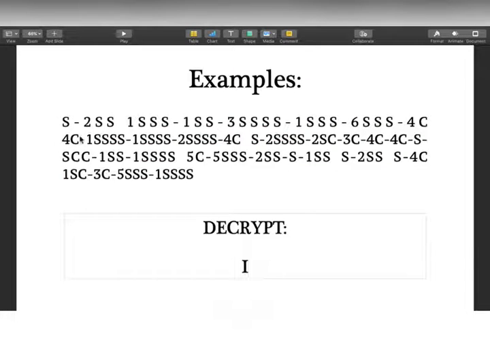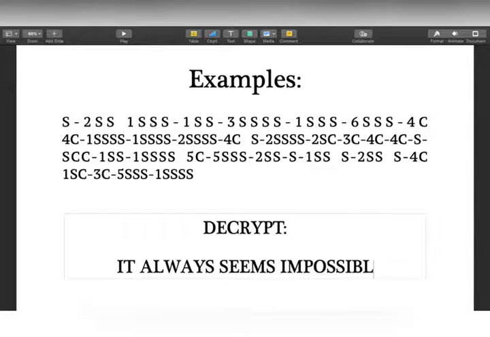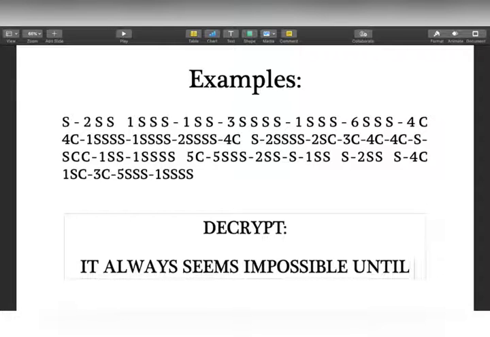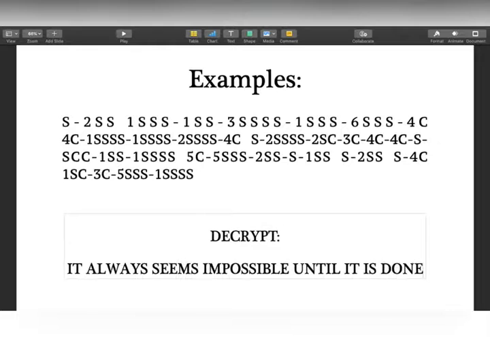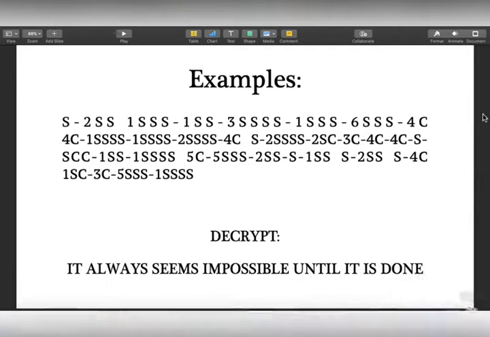1 straight line is the encryption key for I. 2 straight lines stands for T. So space is provided, it means that it is another word. 1SSS stands for A, 1SS stands for L, and so on. So always seems impossible until it is done. It always seems impossible until it is done. So that is the second example.